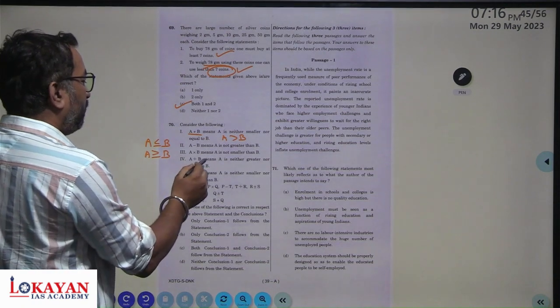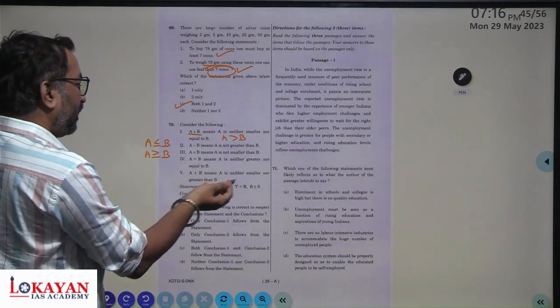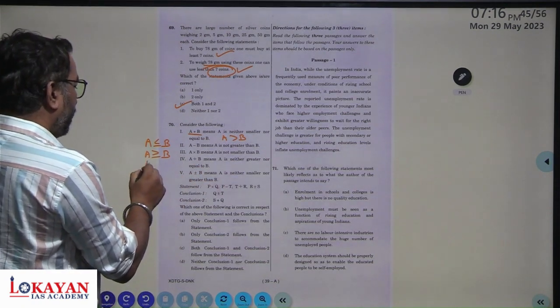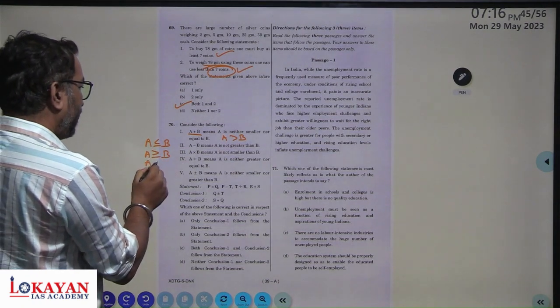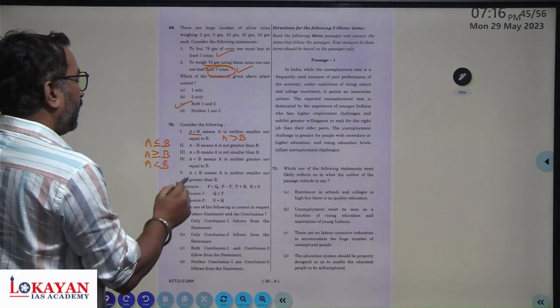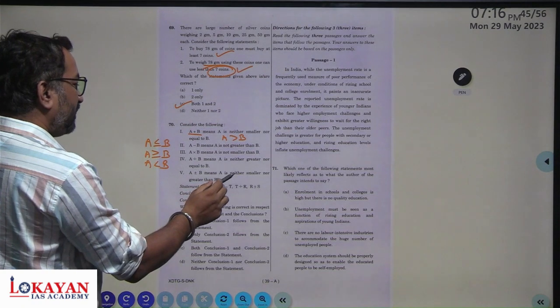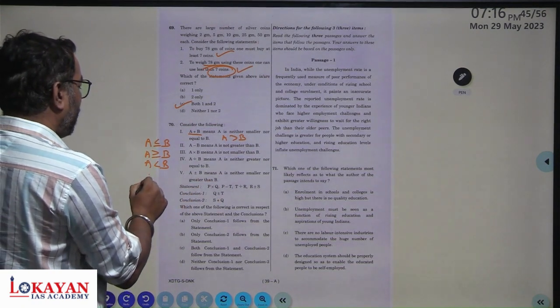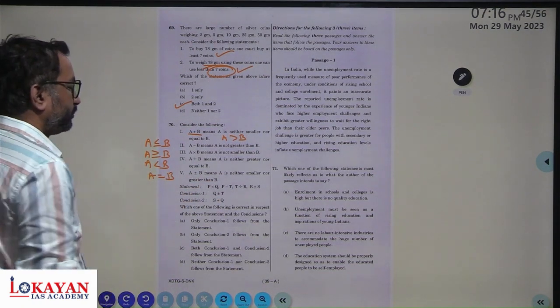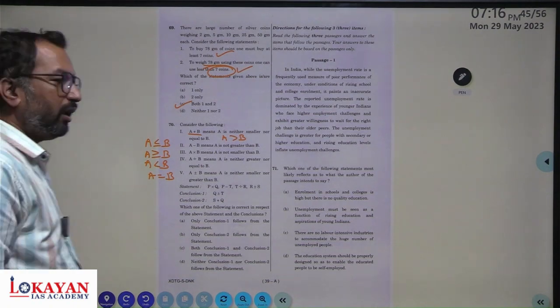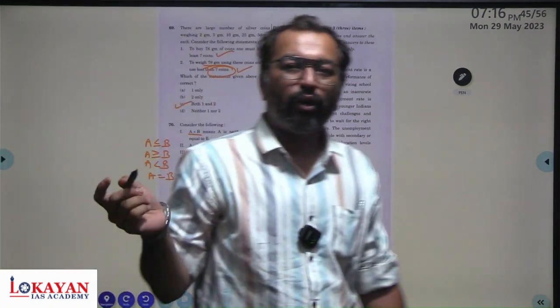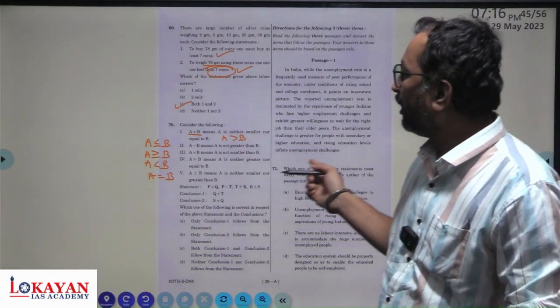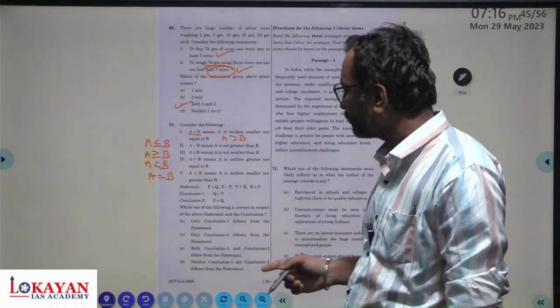A divided by B means A is neither greater nor equal, that means A is smaller than B. A plus minus B means A is neither smaller nor greater, that means A is equal to B. So we have decoded every code. We have given them their actual meaning.